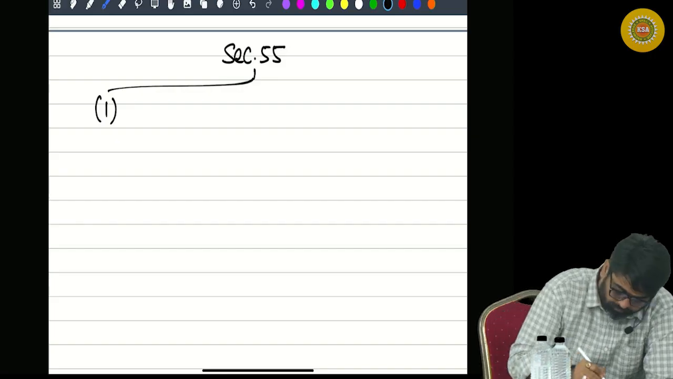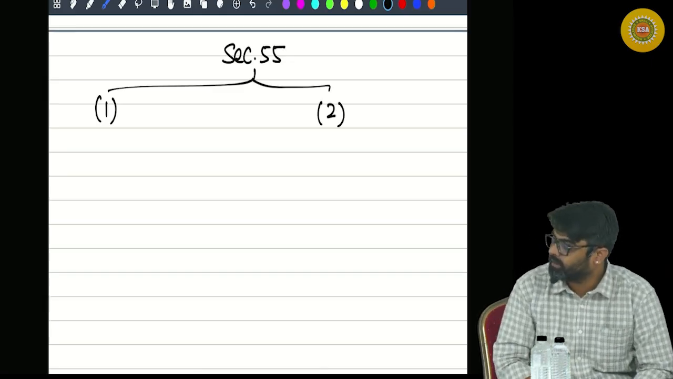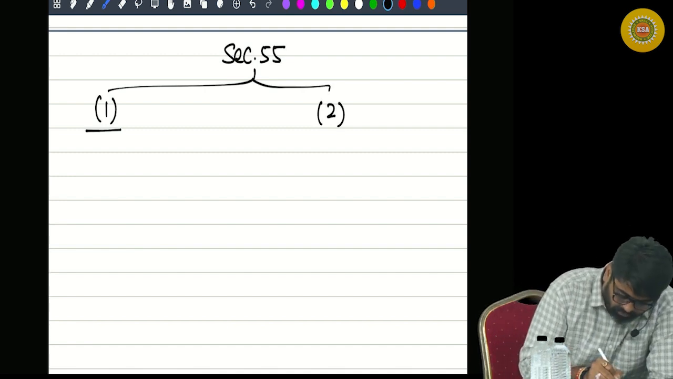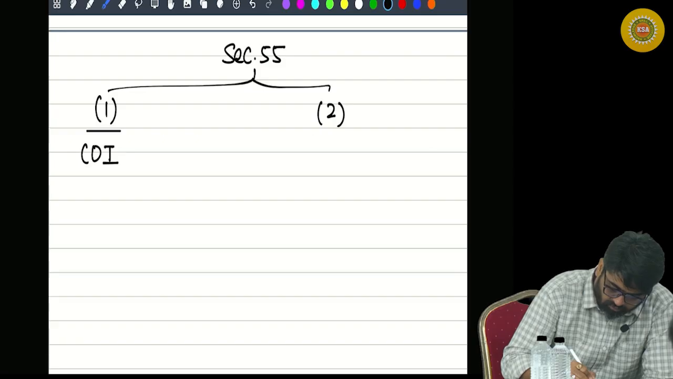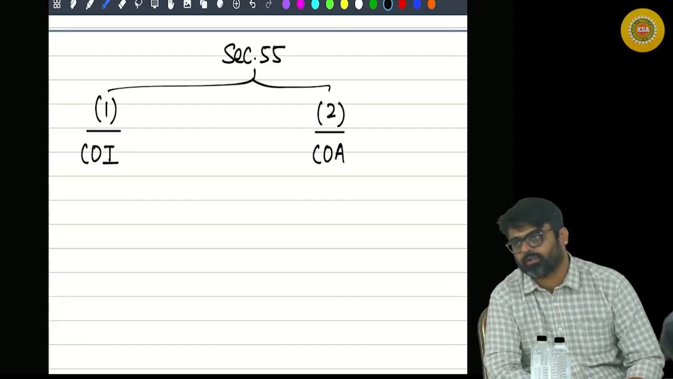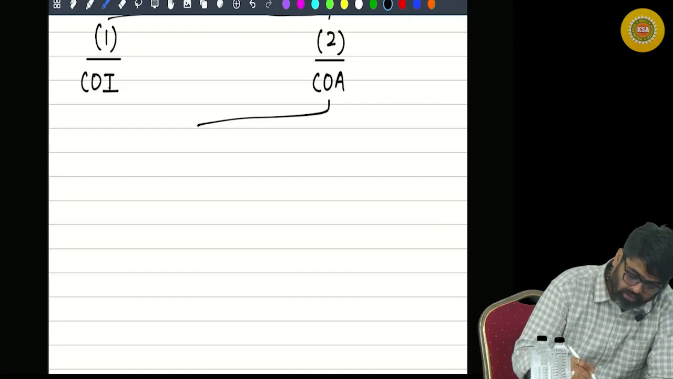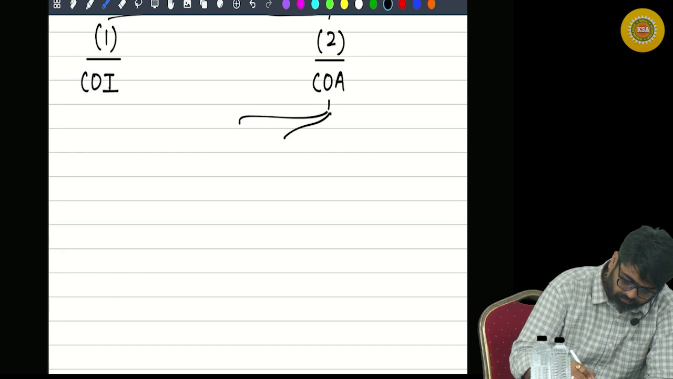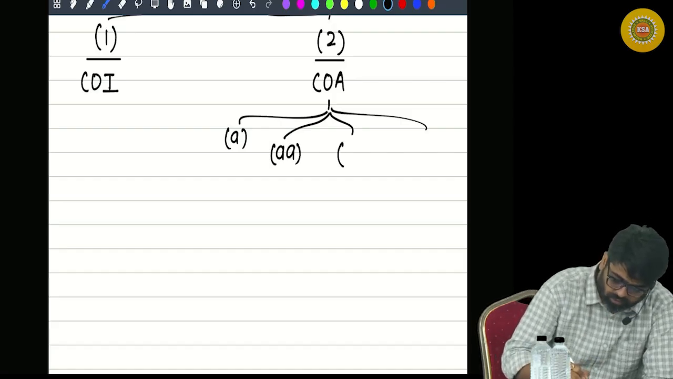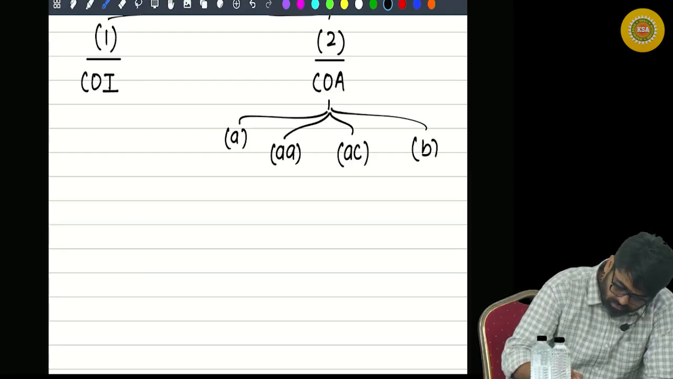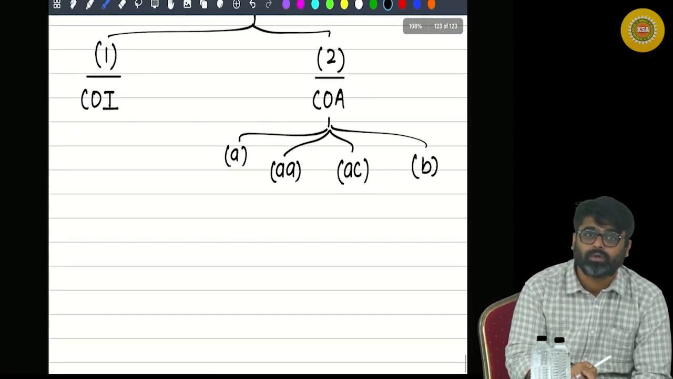55 subsection 1 and section 55 subsection 2. 55(1) talks about cost of improvement and 55(2) talks about cost of acquisition. Now pay attention. 55(2) is further divided into 4 parts. How many parts? 55(2)(a), 55(2)(aa), 55(2)(ac) and 55(2)(b).